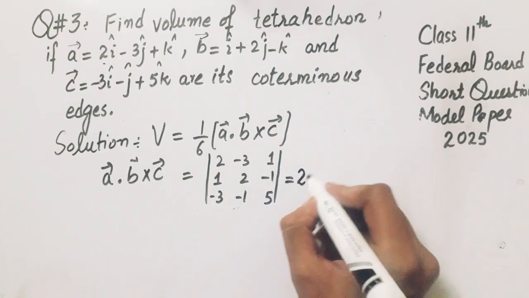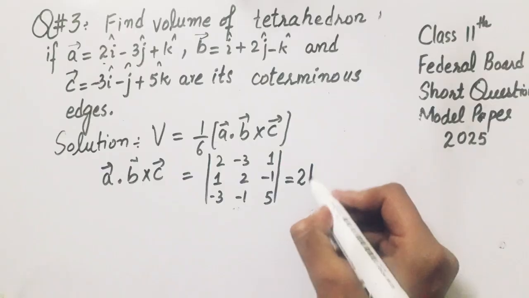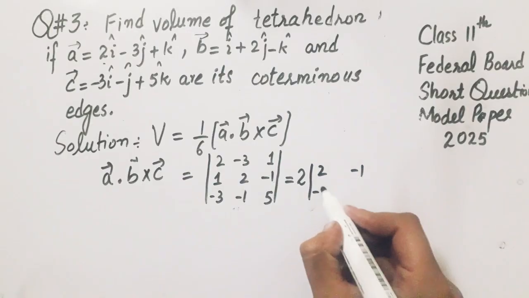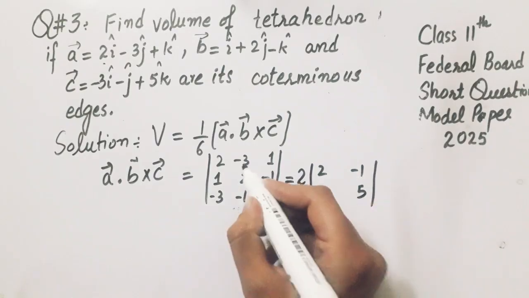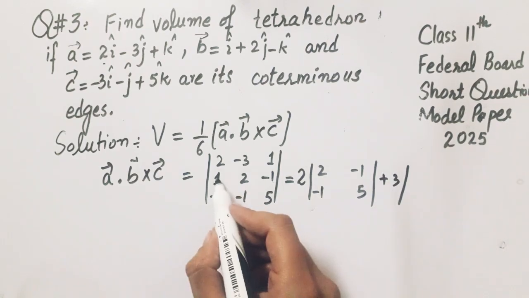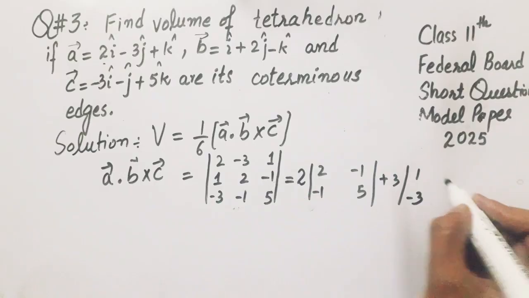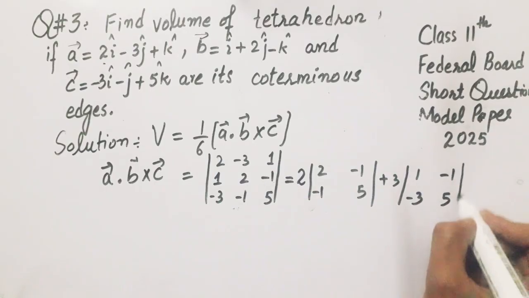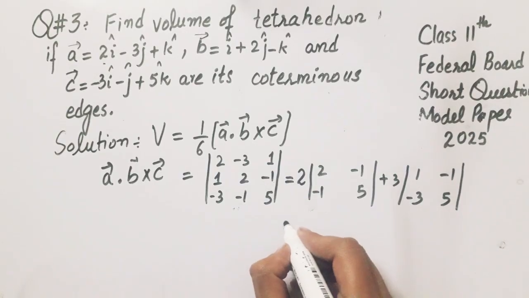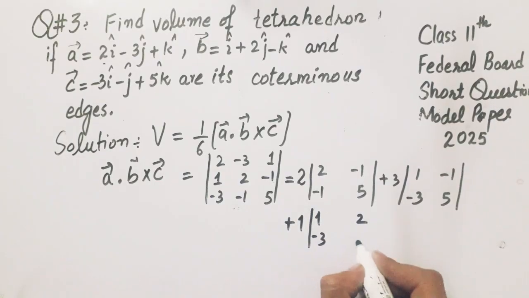So 2 into 5 is 10, or you can write first as 2 into minus 1 and 5. Then write minus 3 will become plus 3, 1 minus 3 and minus 1 and 5. Now the third one is plus 1 and 1, 2 minus 3 and minus 1.